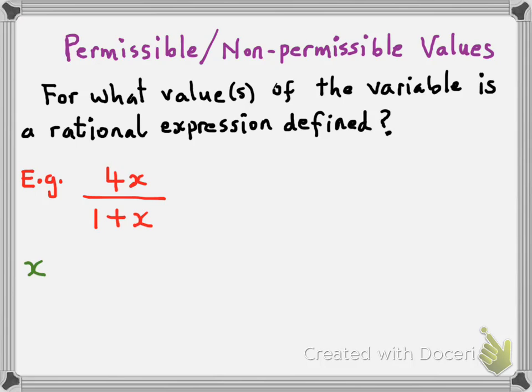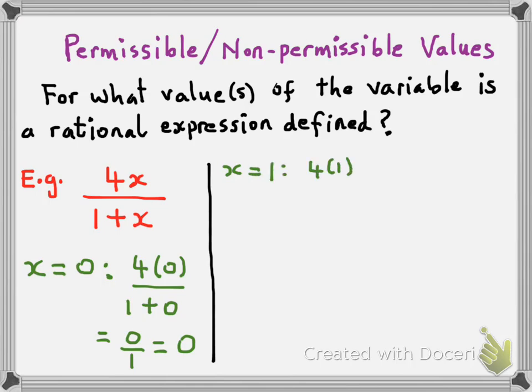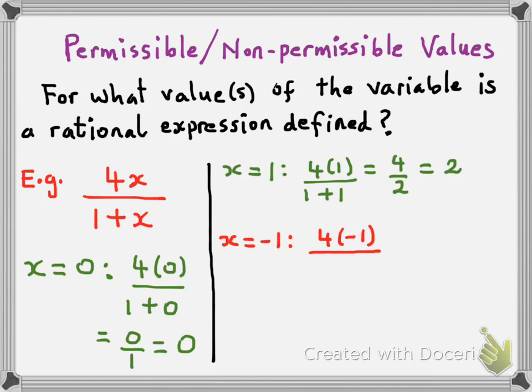So for example, you have 4x divided by 1 plus x. What are the values of x that are allowed in here? So we're going to look at a number of scenarios here. So first of all, if x is 0, what's going to happen here? You would have 4 times 0 divided by 1 plus 0. So that means that will be 0 divided by 1, which is equal to 0. What if x is 1? Then you will have 4 times 1 divided by 1 plus 1, which means you have 4 divided by 2, which is 2. But what if x is minus 1?